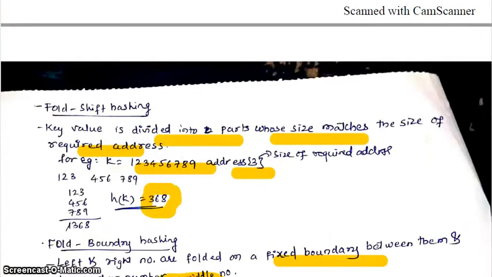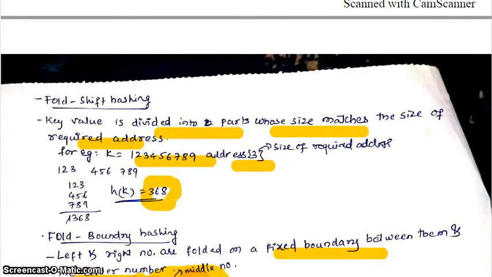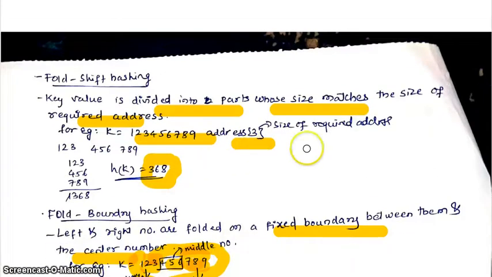And fold shift hashing. Here also the size of the required address is given. If it is 3, then we need to partition into 3 digits. Then we add all these, then remove the first digit, whatever it may be, because it should be only 3 digits.